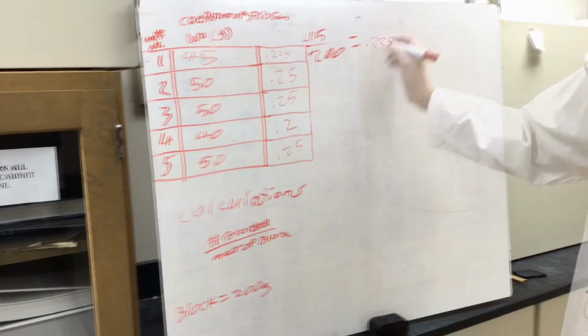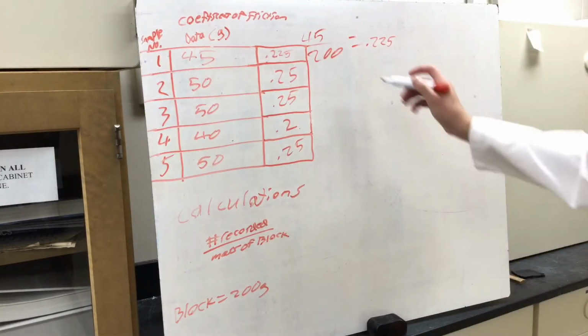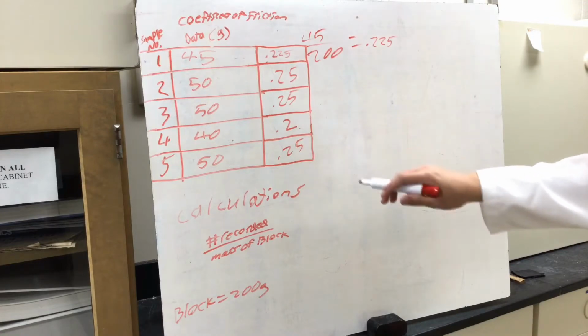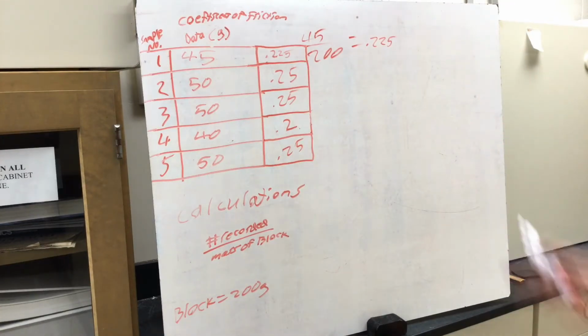Once you're finished calculating all of those numbers, you'd want to take the average of all of them and then record that as the official coefficient for that material. You do that for all 4 of your materials, and then you'd be done for the lab.